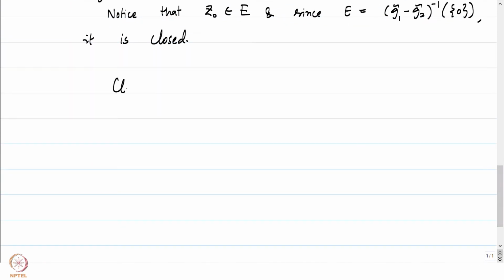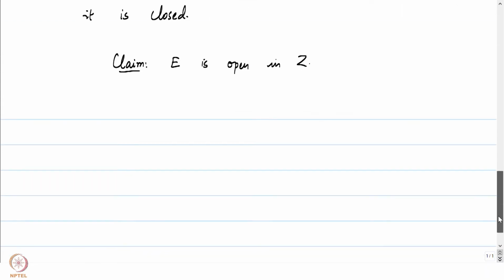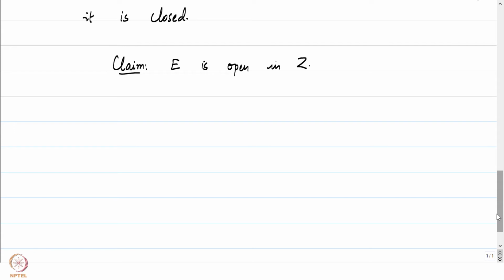So let me just state our claim which will establish this result: E is open in Z. And to prove this, let's pick some arbitrary point. Let Z be a point in capital E.